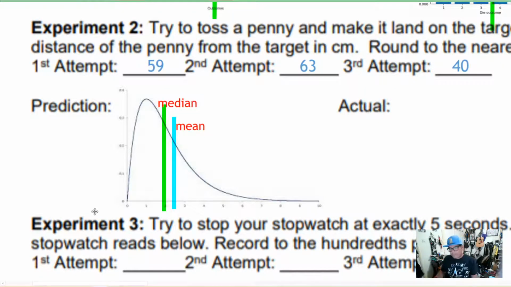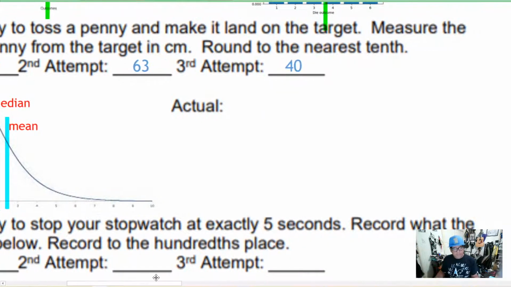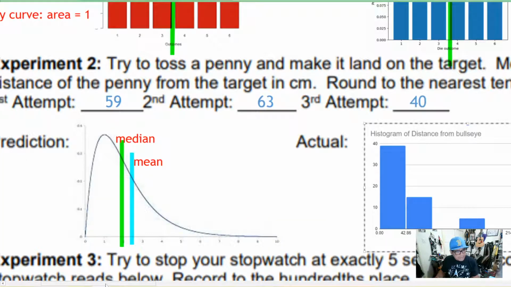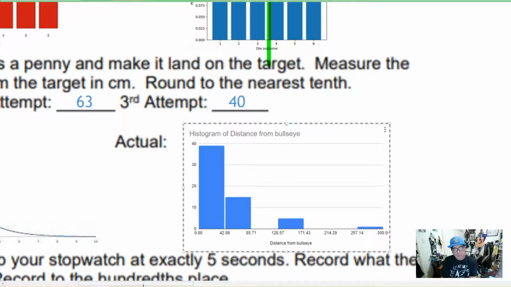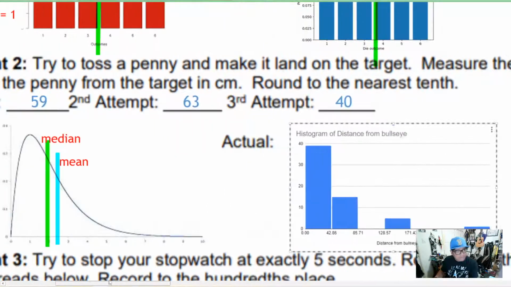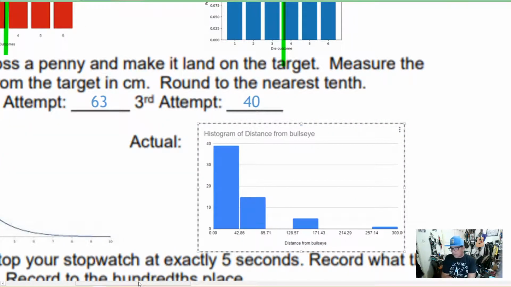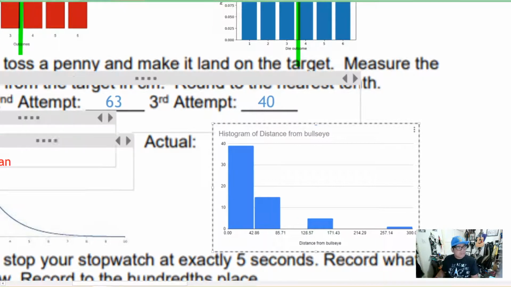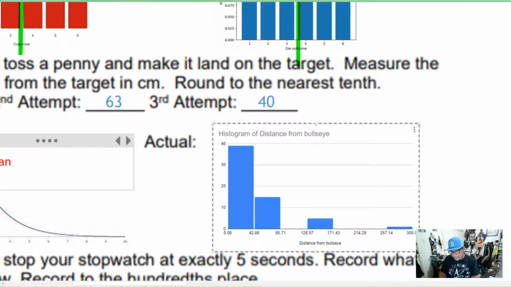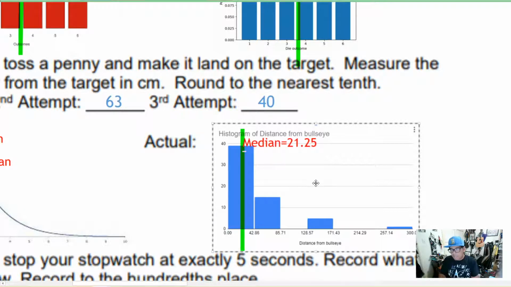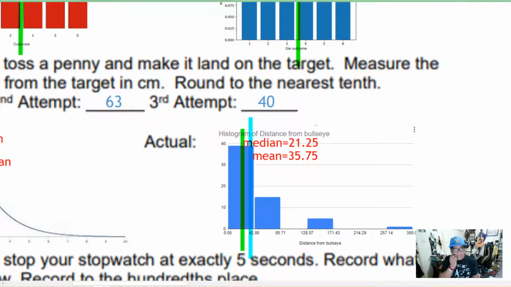What actually happened? Let's take a look at a histogram of what actually happened in class. What actually happens is, yeah, it's a right skewed distribution. Now, it doesn't look as nice as this nice smooth distribution, but this is definitely a right skewed distribution. And of course, the mean and the median probably stack up very similarly to what we thought, with that median at 21.25 and the mean at 35.75.